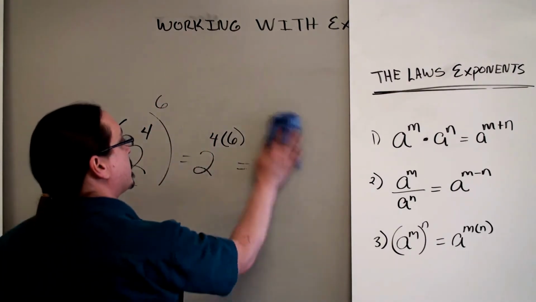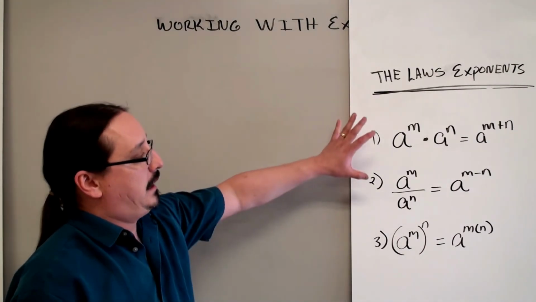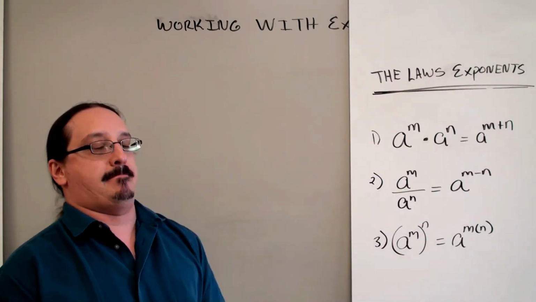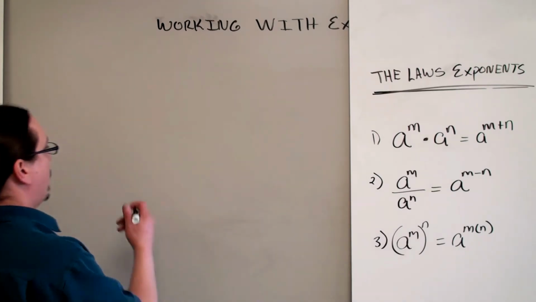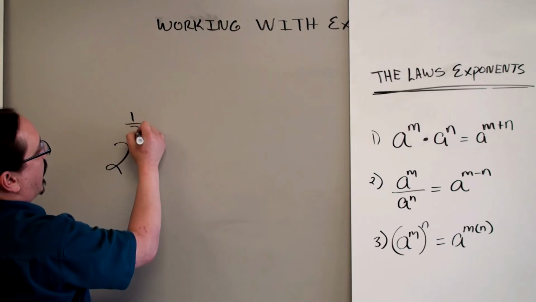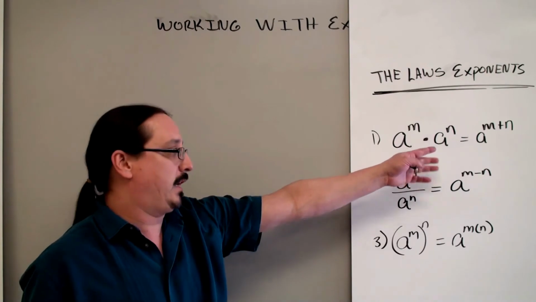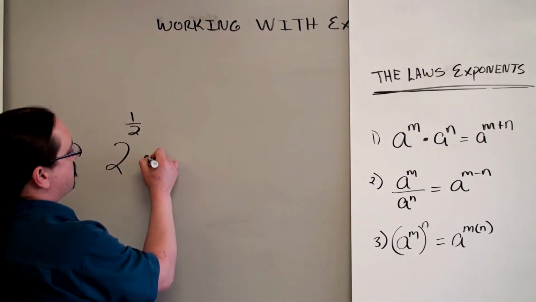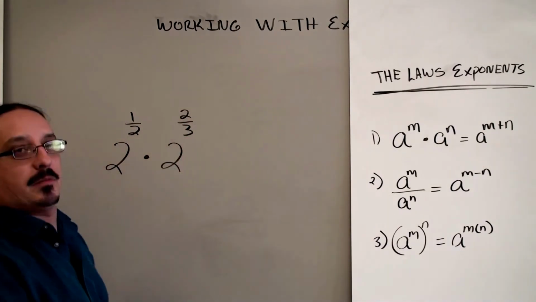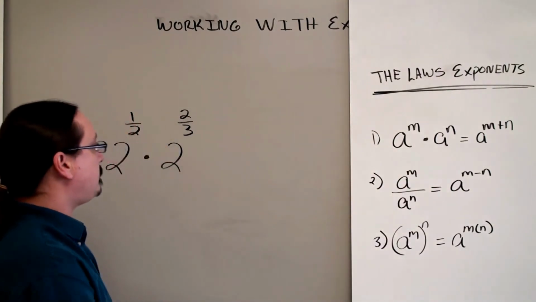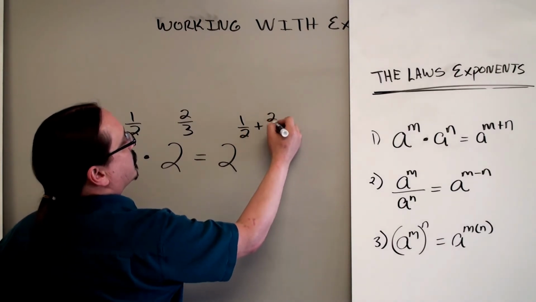Now, the cool thing about this is that these laws can be applied to bizarre exponents, exponents that are fractions. So if we have 2 to the 1/2, and you can have a fractional exponent, and we're going to multiply it like we're doing here, we can multiply this to 2 to the 2/3. Again, remember the bases have to be the same. Then this would be 2 to the 1/2 plus 2/3.